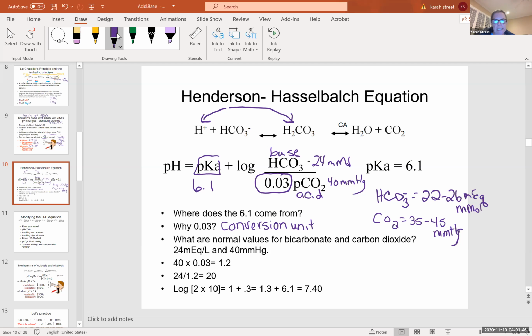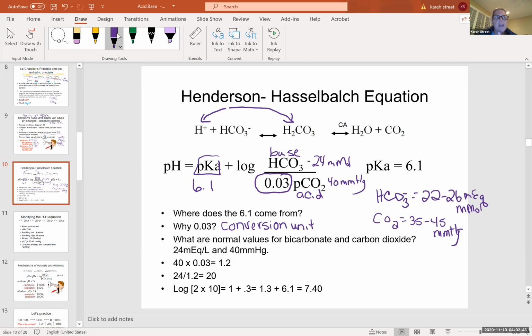Now, here are common mistakes. When students use this equation, this is the reason why they get a pH of like 25 or a pH of negative 33. I've seen the most bizarre answers. Here they are. One, they forget what goes in the numerator versus denominator. Number two, they forget it is 0.03. They write in things like 0.3 or just 3. So they forget that conversion factor. I admit it's a weird number, 0.03, but it's a conversion unit.